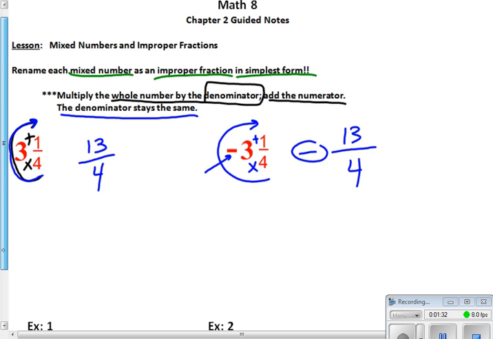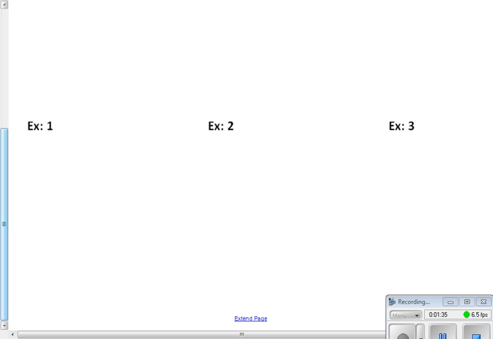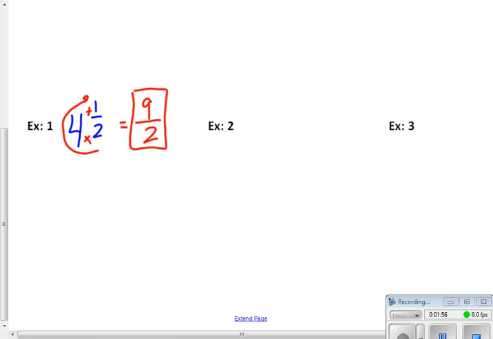We'll go over a few more examples that we can work through. Example 1, we have 4 1/2. Again, to do this, multiply the whole number by the denominator. 4 times 2 is 8. And then we need to add the numerator, giving us 9. And then the denominator stays the same, so that would be 9/2.